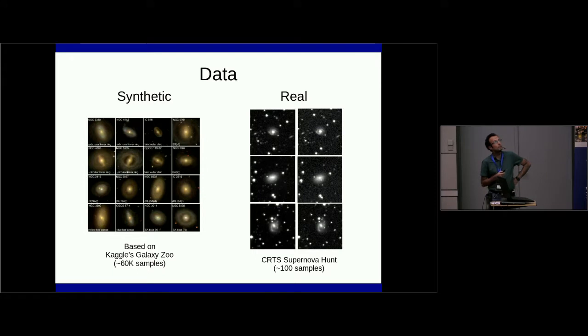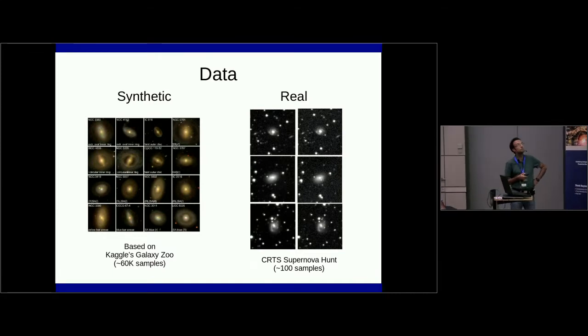So we use synthetic and real data. Our synthetic data is not really totally artificial. We used Kaggle's Galaxy Zoo images and applied simulations on top of them. And we also needed to label a little bit of real images for two purposes. One, for fine-tuning whenever necessary, but secondly, and more importantly, to be able to evaluate on real data. For that, you need labels.